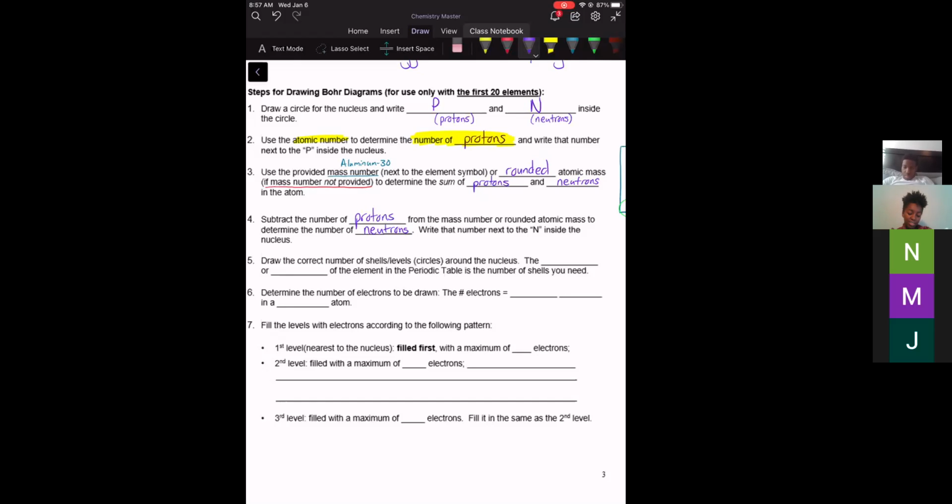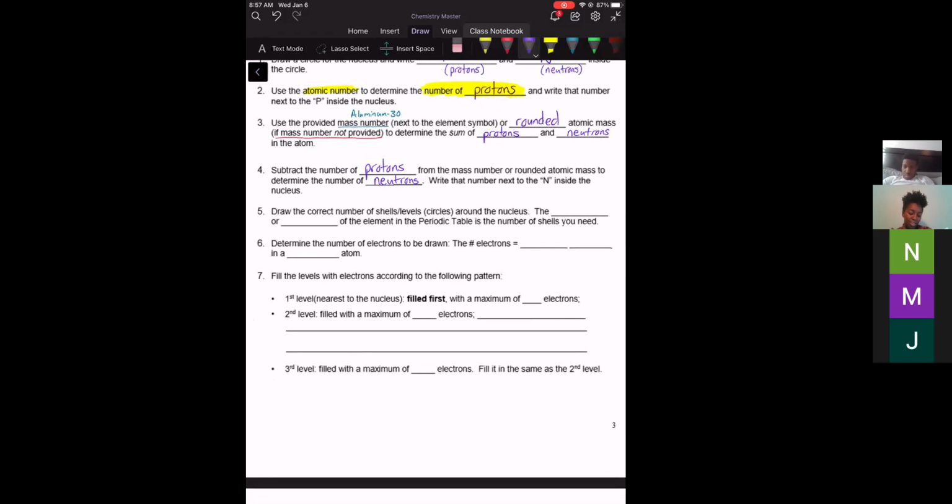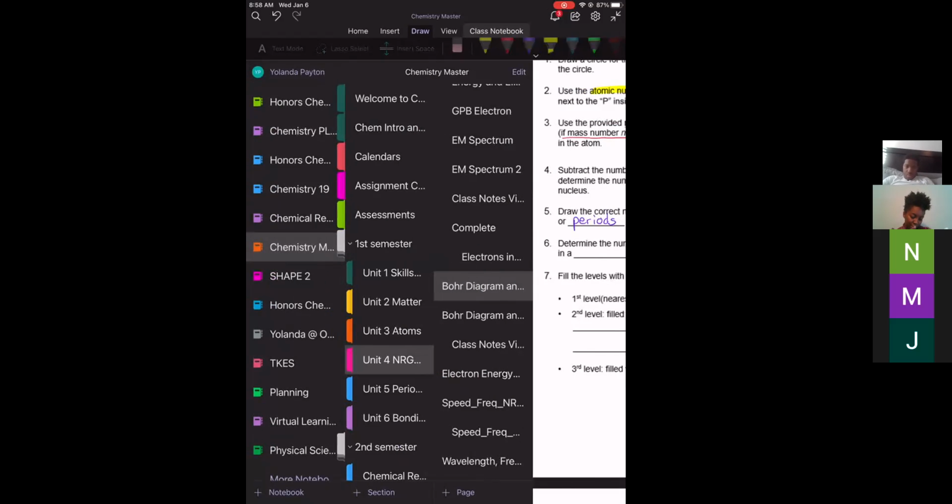Here's the new thing. Draw the correct number of shells or levels or rings or energy levels, or whatever you want to call them, around the nucleus. Now here's how we do that. The row, or we call them periods, the row or period of the element in the periodic table is the number of shells you need.